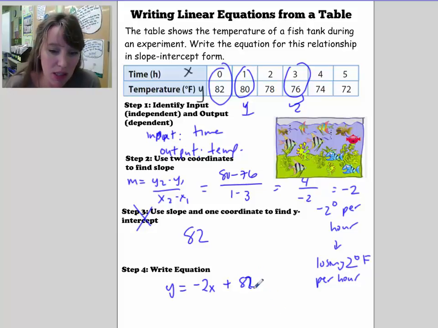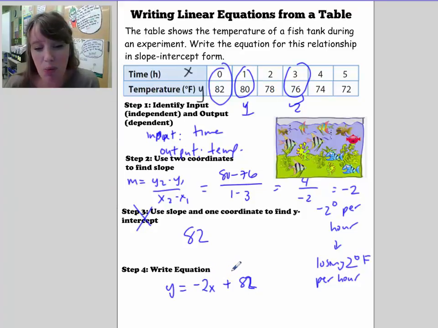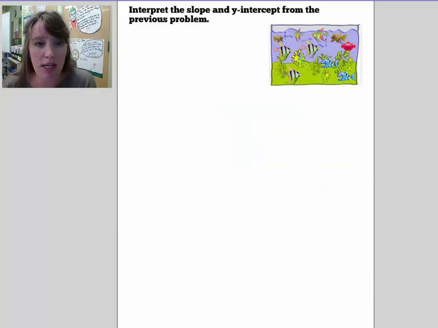So this makes sense in terms of the negative 2 being a loss in temperature, because if I put a positive integer in here for hours, I'd multiply it by a negative number to get a negative, and when I add it to 82, it's going to decrease the value of 82. Okay, so that's my equation right there. Okay, next situation.